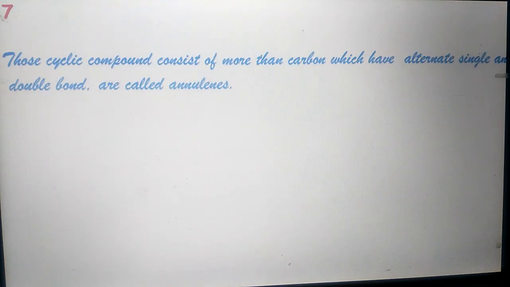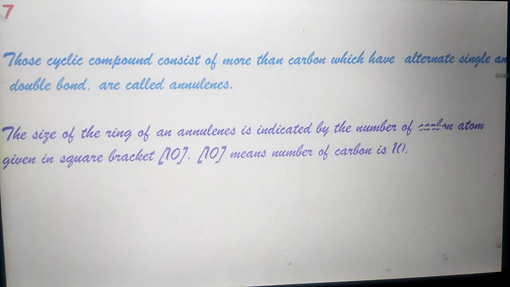Seventh fact is those cyclic compounds which consist of more than 10 carbon, which have alternate single and double bond are called annulenes. Annulenes are those cyclic compounds which consist of more than 10 carbon atom. Then we call it annulenes. The size of ring of an annulene is indicated by the number of carbon atom given in square bracket. This number in square bracket indicates the number of carbon atom.